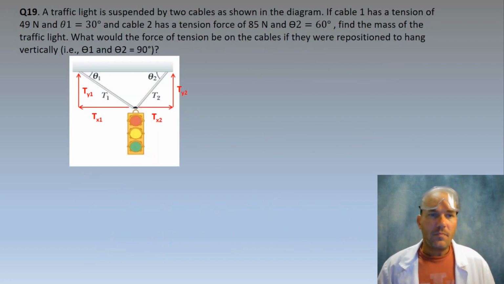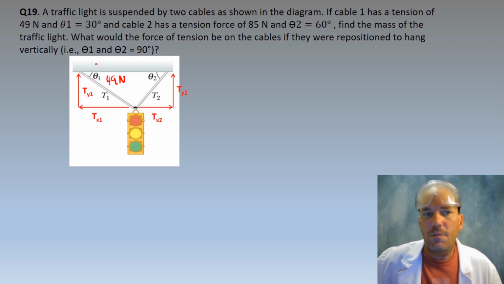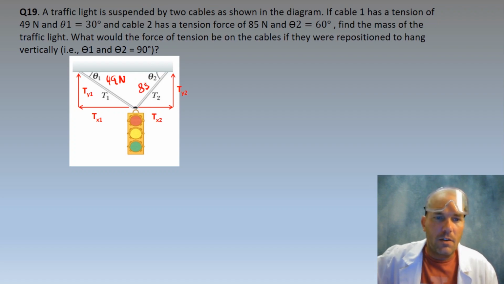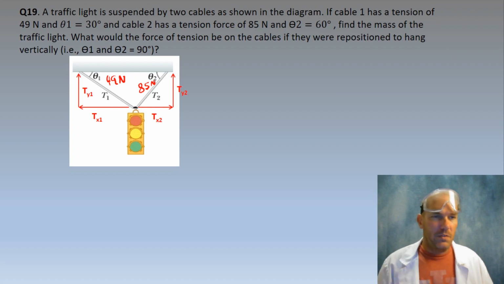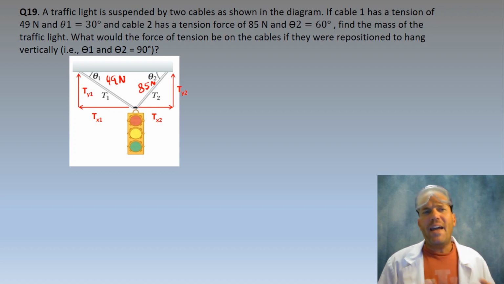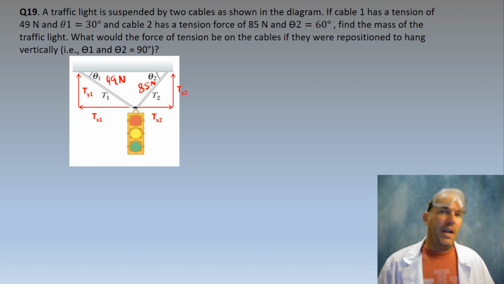Question 19. A traffic light is suspended by two cables as shown in this diagram. Cable 1 has a force of tension of 49 newtons. So I'm going to write that down right here, 49 newtons. Okay, that's the resultant force. That's the hypotenuse of the triangle here. And cable 2 has an 85 newton resultant vector. That's that force of tension, the hypotenuse. Okay, and its theta is equal to 60 degrees. Find the mass of the traffic light. What would the force of tension be if the cables were repositioned to hang at 90 degrees?